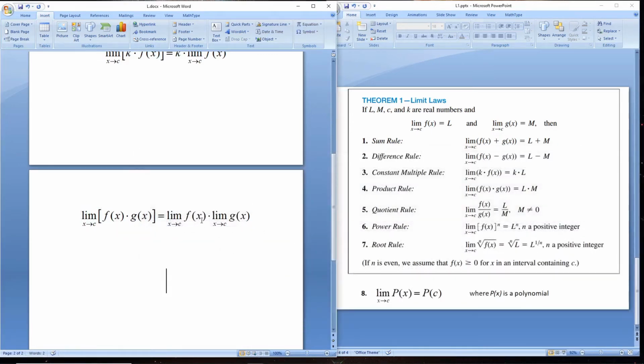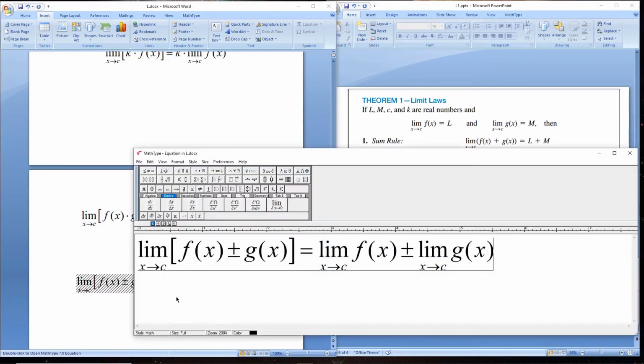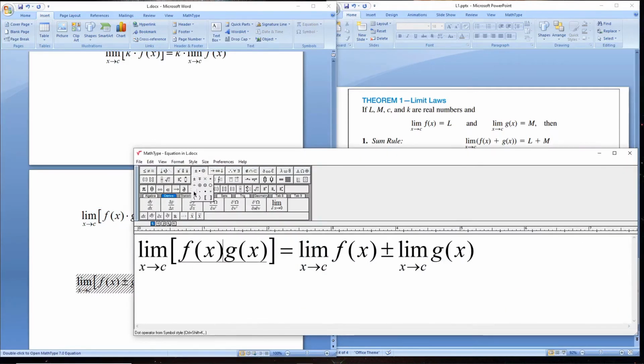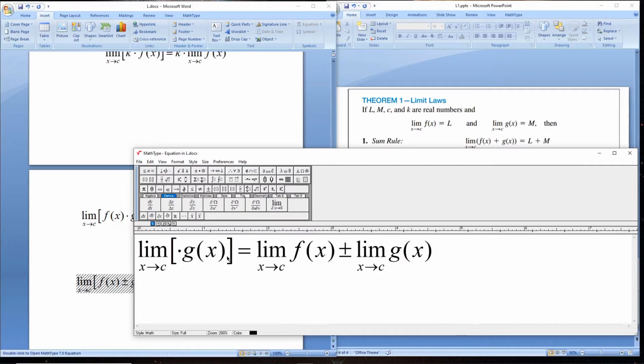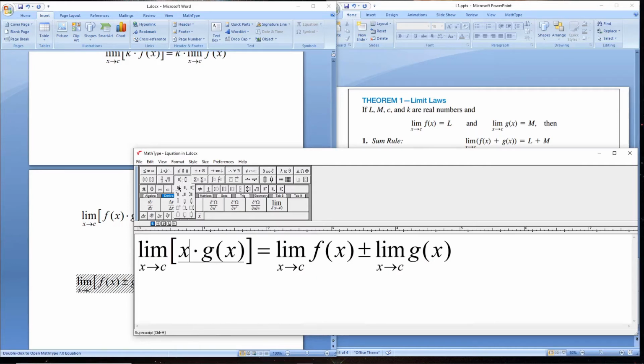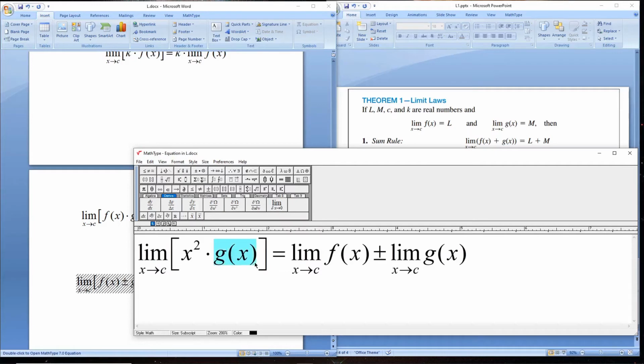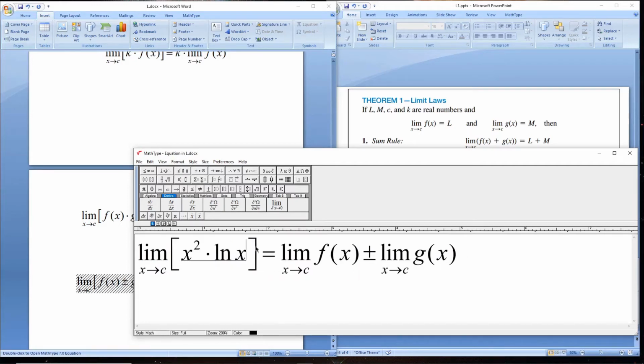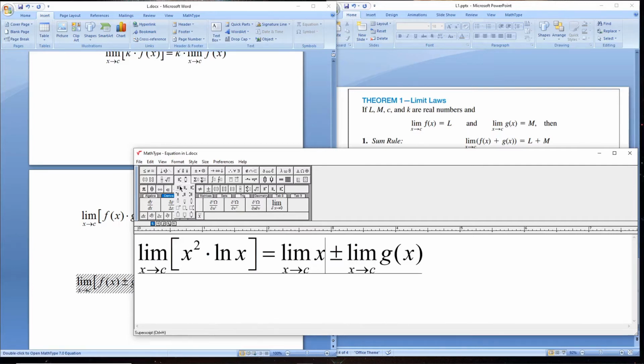So for example, let's say we had x squared times natural log of x. So they're connected by multiplication. There are factors here. And so the limit will pass along to each of these factors. And then we can take the limit then of these factors individually, which again makes things easier.